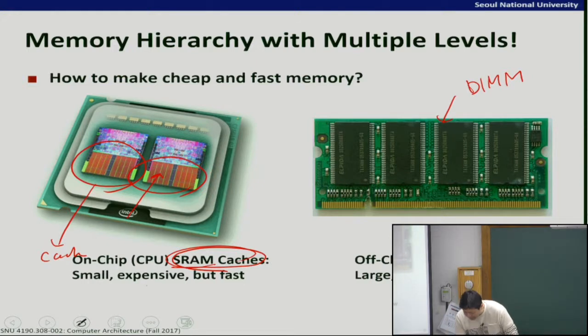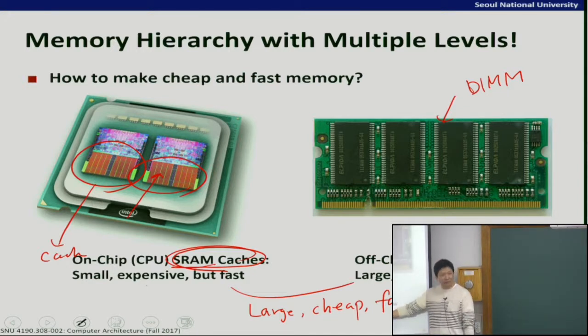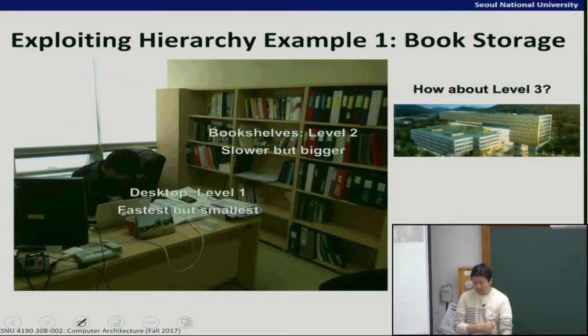So by combining these two, what you want is large, cheap, and fast. We want to make a memory system that's large, cheap, and fast by using these two technologies: small, expensive, but fast SRAM, and cheap, large, but slow DRAM. And we basically take the best of both. So then how can we exploit the hierarchy of memory?